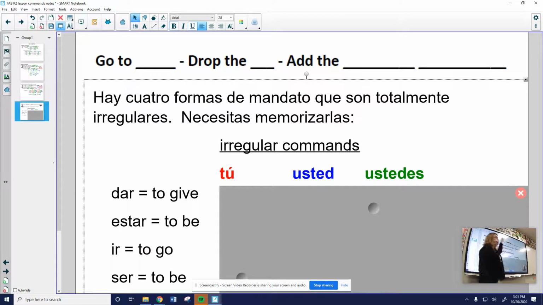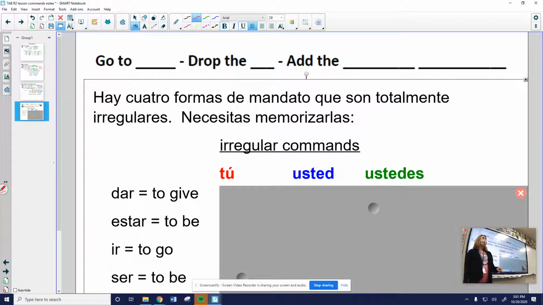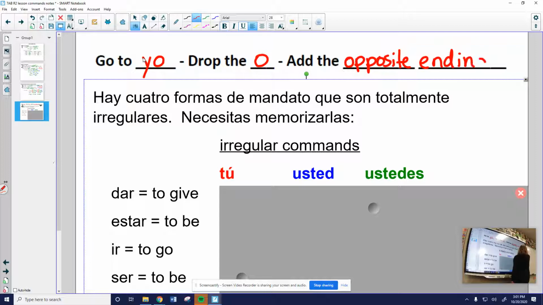So for all of these, the usted commands, the ustedes commands, and the negative tú commands, there's one simple rule that we can use. It's a little rhyme. Just like in Spanish 1, when you learned how you feel and where you are, always use the verb estar. Do you remember that? The rhyme is go to yo, drop the O, add the opposite ending. It's supposed to be kind of rhythmic, so it sticks in your head.